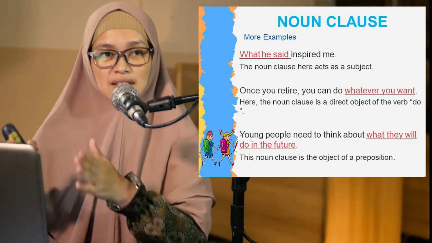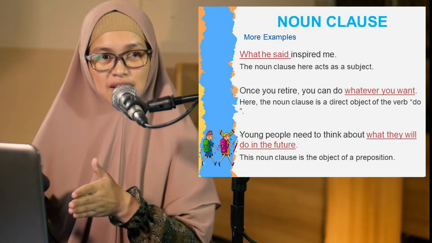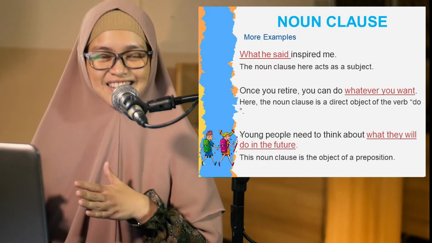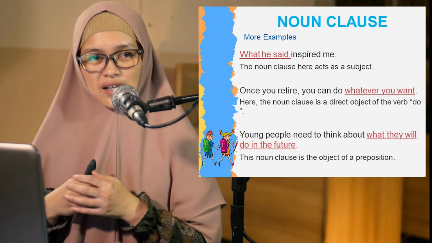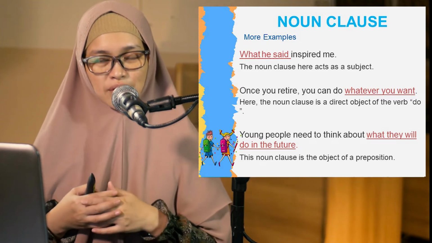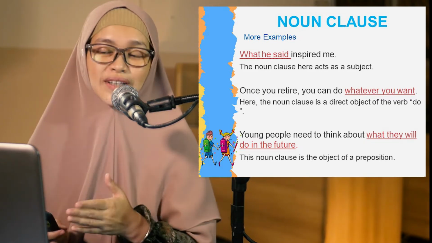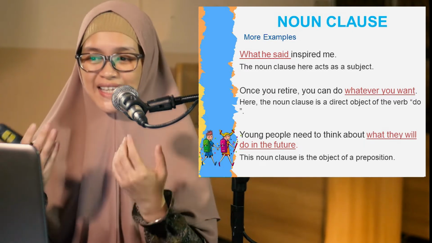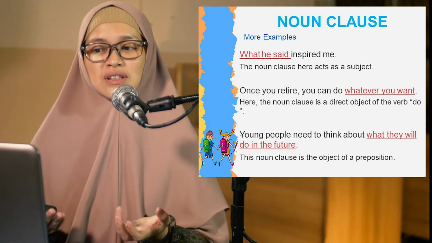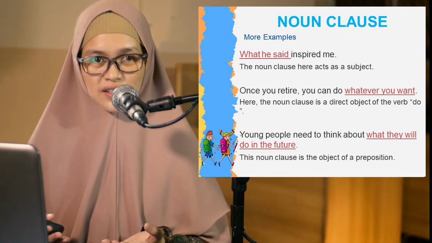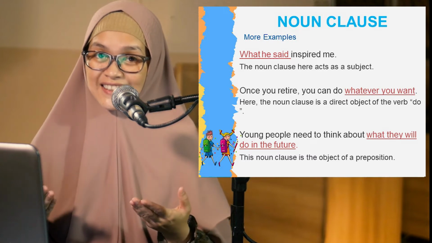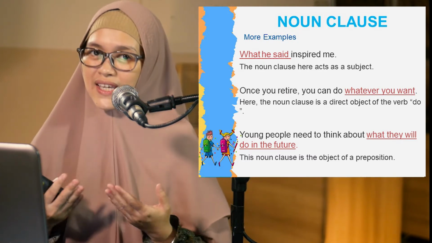Okay, let's go on to more examples. I have already given you some examples, but these are extra examples. I hope you can understand better. What he said inspired me. What he said is a noun clause. It functions or acts as a subject. It modifies he.